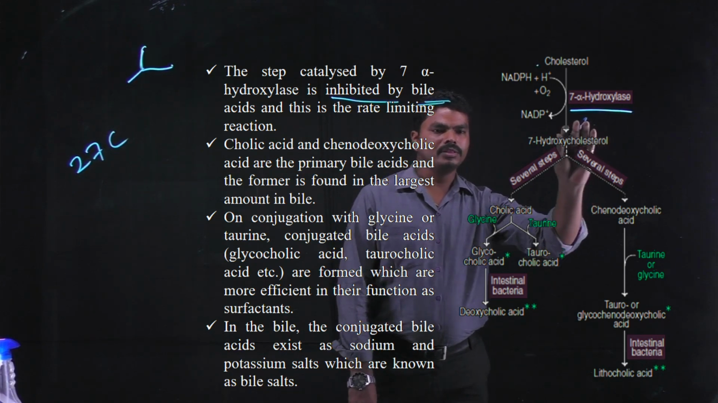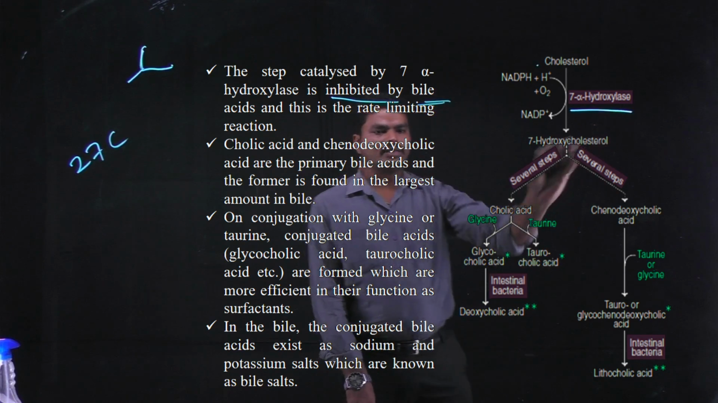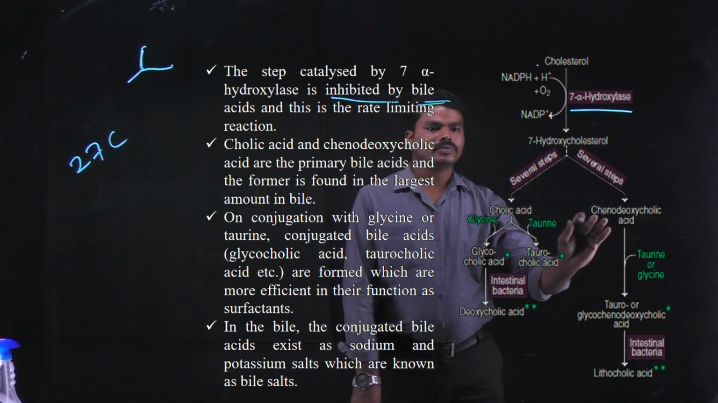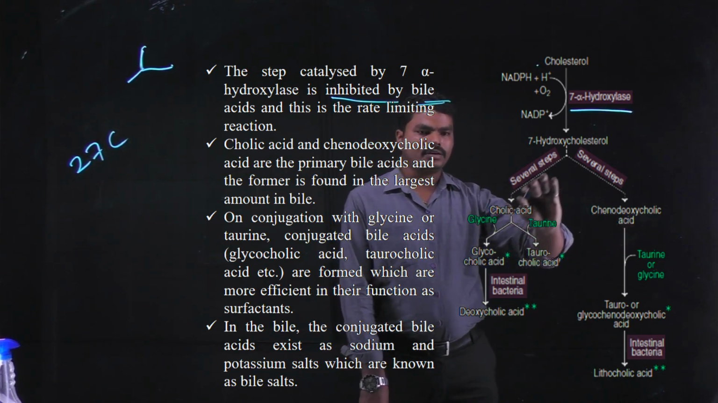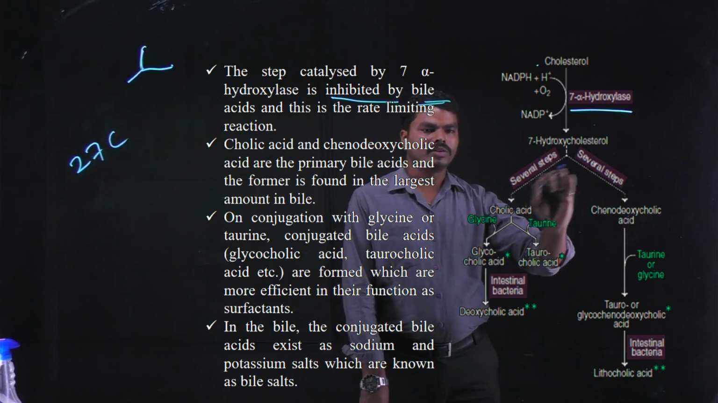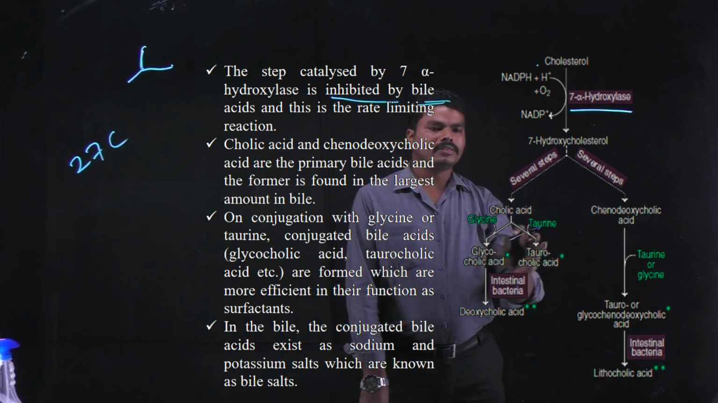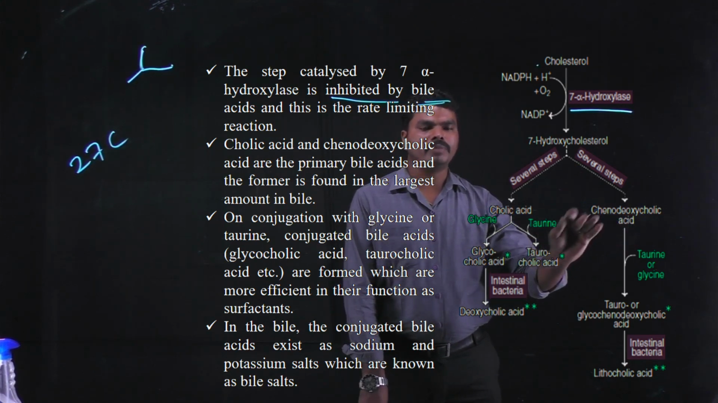Why? Because this enzyme is inhibited by the bile acids. Then the 7-hydroxycholesterol is converted to cholic acid and chenodeoxycholic acid by several reactions, and these cholic acid and chenodeoxycholic acid are considered as the primary bile acids.